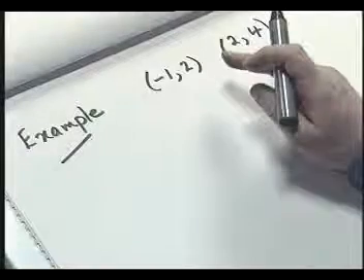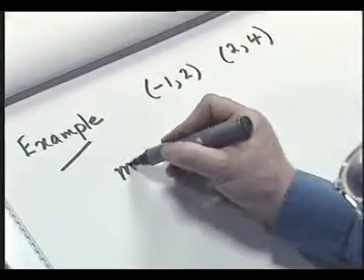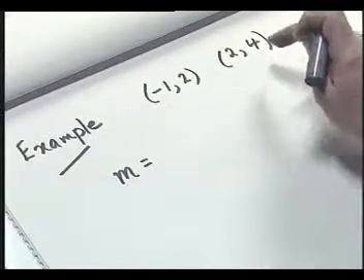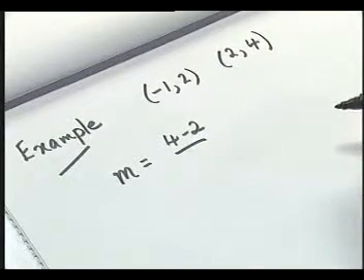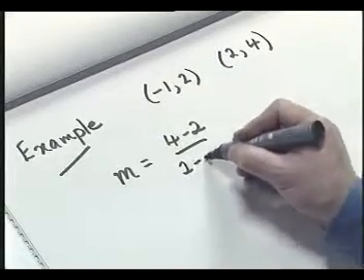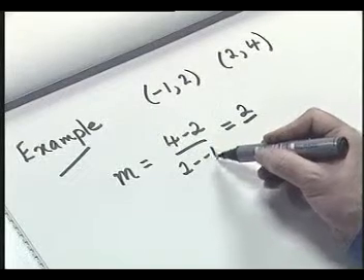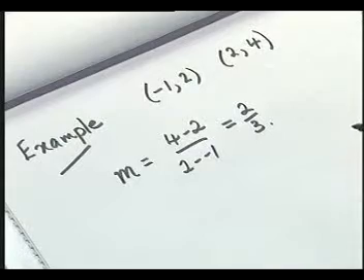One thing we can do is calculate the gradient of the line, because we know how to calculate the gradient of the line joining 2 points. So let's do that first of all. The gradient of the line will be the difference in the y-coordinates, which is 4 minus 2, divided by the difference in the x-coordinates, which is 2 minus minus 1. 4 minus 2 is 2, and 2 minus minus 1 is 2 plus 1, which is 3. So the gradient of this line is 2/3.